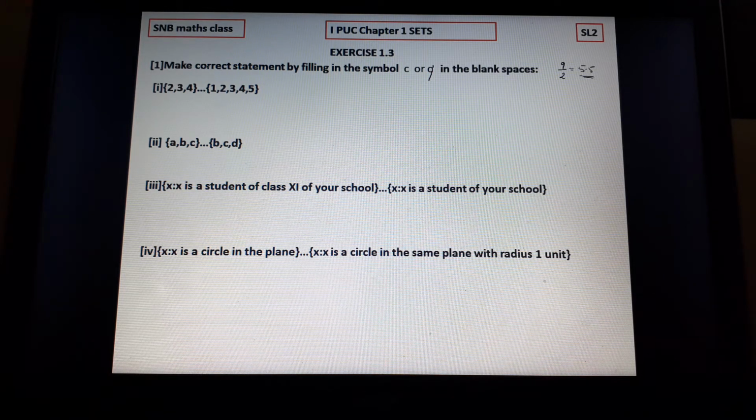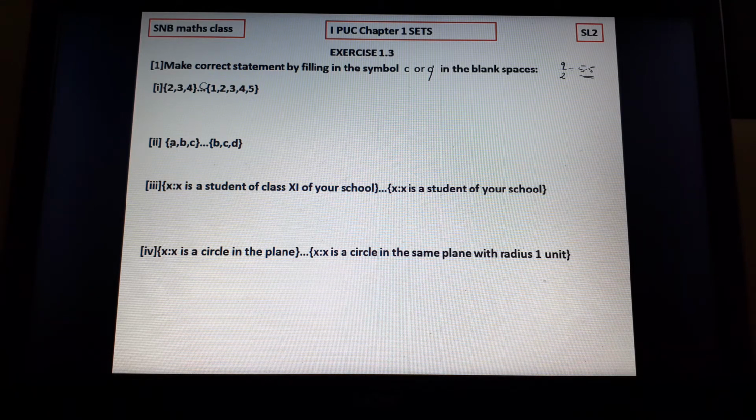Here you see, make correct statement by filling in the symbol. Either this is a subset, or this is not a subset. Among them, you have to use the appropriate symbol in the following questions. If this is a subset, of course, we have to use this symbol. Not a subset, we have to use this symbol. Now, 2 is there, 2. 3 is there, 3. Correct. 4, 4. So definitely this set is a subset of this one. So I have to use this symbol.